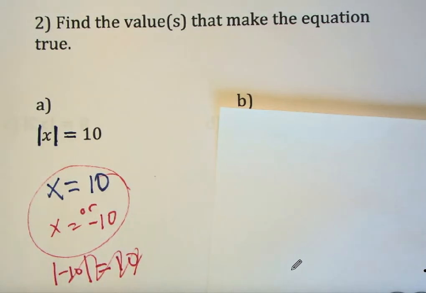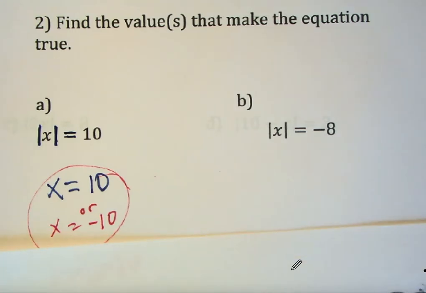Not yet. But we can see that they get two answers, right? We do have two answers. Okay. B. The absolute value of x equals negative 8. Can anyone think of a number that we could put into here that would make it true?